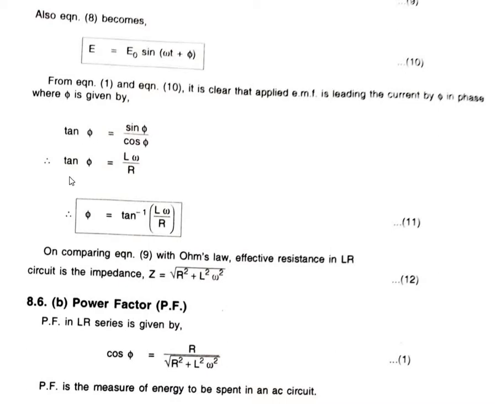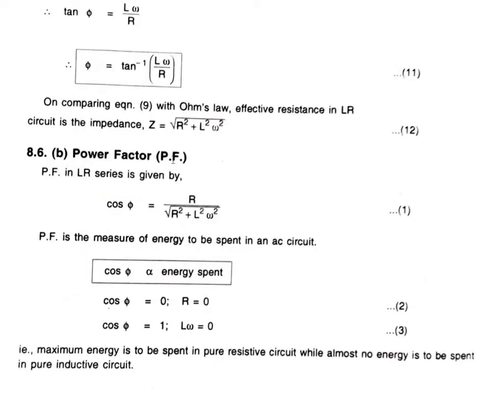So we can write tan phi as L omega by R, because this square root of R square plus L square omega square is common in both these two terms. So phi is equal to tan inverse of L omega by R. Okay, so this term, square root of R square plus L square omega square, is known as the impedance of the circuit. That is the effective resistance offered by an LR circuit to an AC flow.